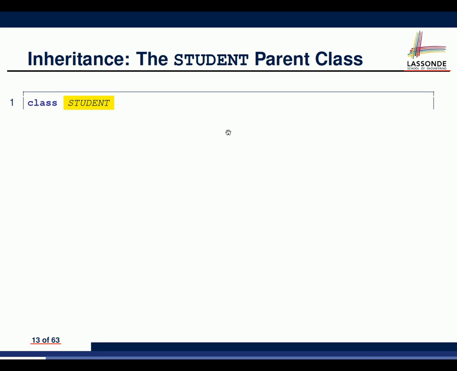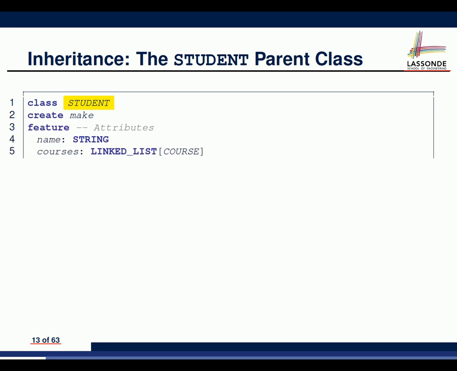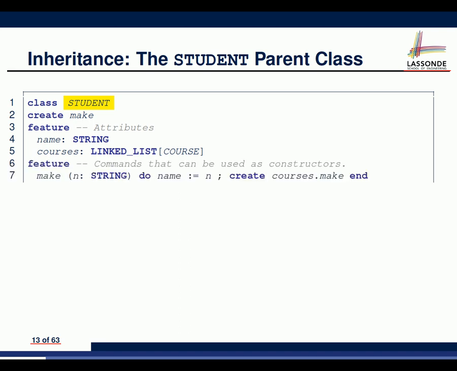So let me just go over the code. In the student class, we basically put everything that's common to both kinds. We got name, we got courses, and we got the premium rate and the discount rate. And also we got a make feature here that's common to both classes. And also we got register, which is completely duplicated between the two classes. We can factor that out into the student class.